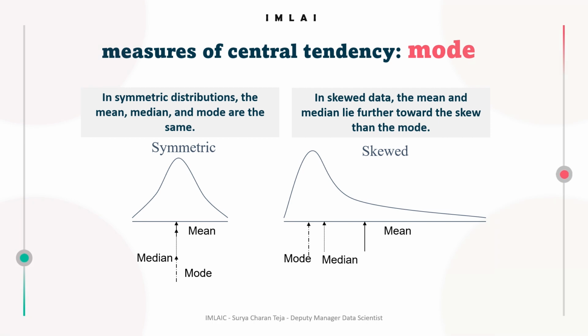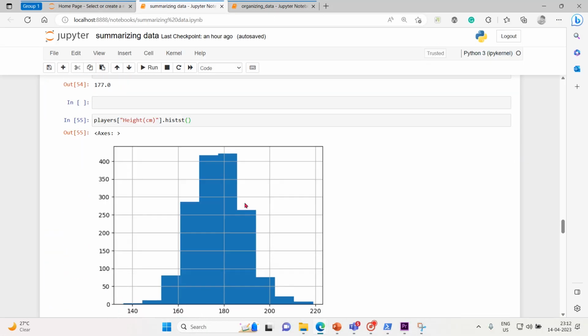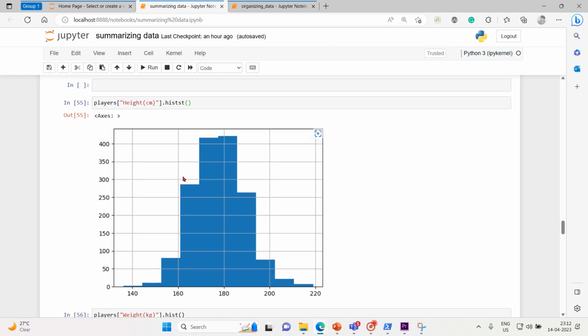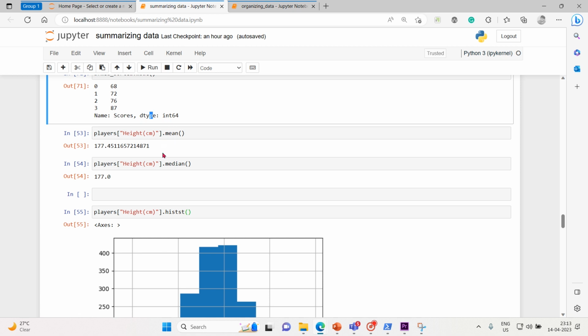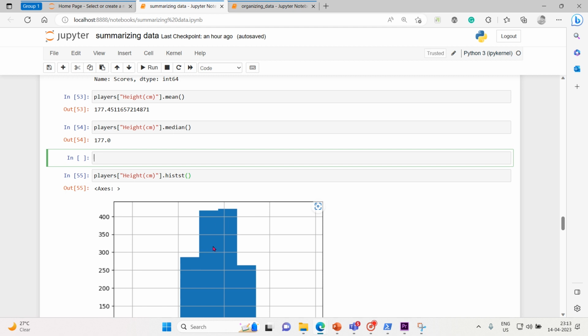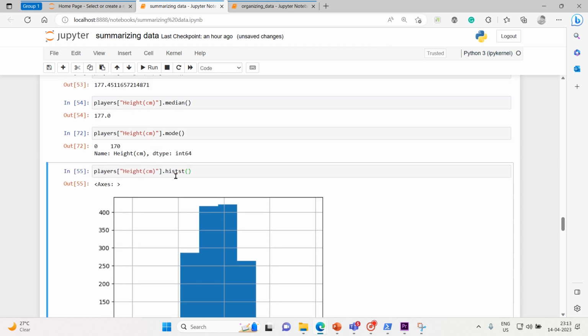Median, mean, mode. Let's take one example which consists of all three. This is height in centimeters. You can see the mean and the median are by and large the same. This is symmetrically distributed data that you can see on screen. Now I'm going to try to find out the mode of it. The mode is 170.